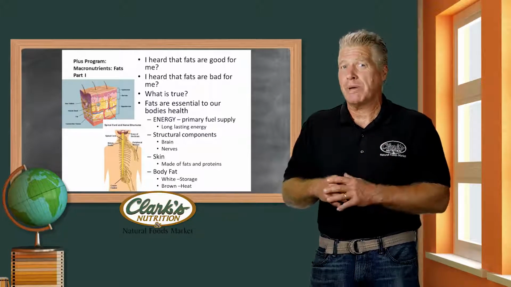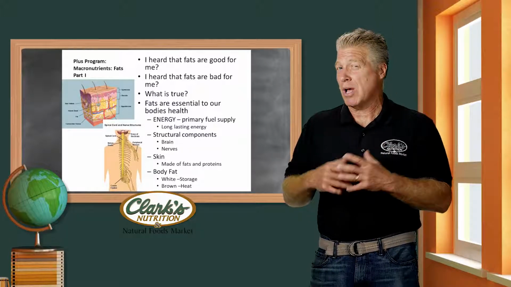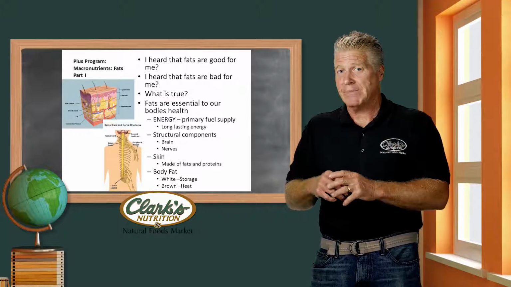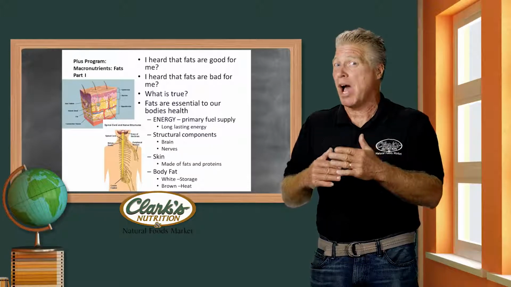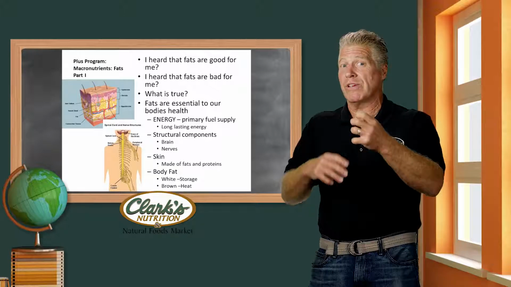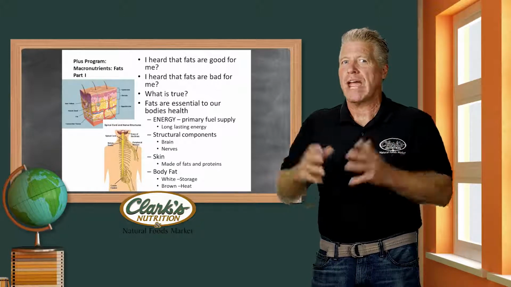The other thing we have to remember is that they are structural components. When we say structural components, there are a couple unique areas where we see it. Number one is the skin. Actually, proteins and fats are what make up the skin. The other thing we see is when it comes to nerves, fats are actually components of nerves as well as the spinal column and everything of that nature. Fats are integral to that area.